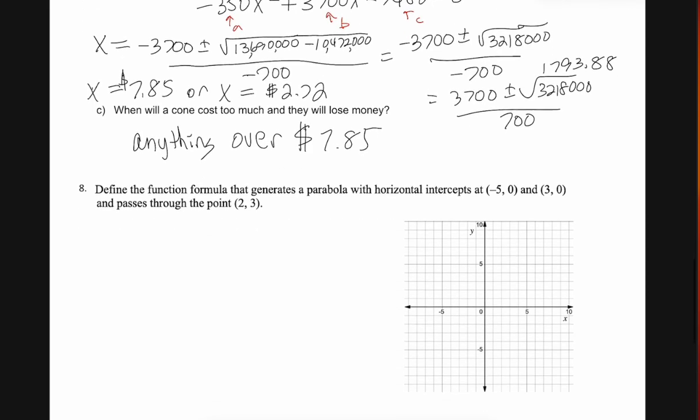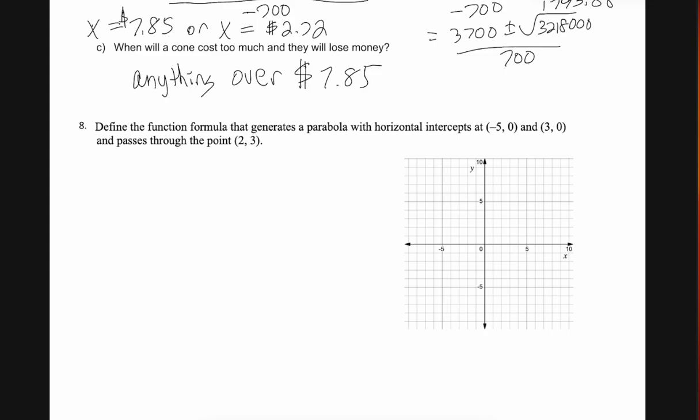We're running out of time, but let's try to do number 8. If we have to continue tomorrow, we will. But I think we got enough time. We'll get this in. It says define the function formula that generates a parabola with horizontal intercepts at (-5, 0) and (3, 0) that passes through the point (2, 3).